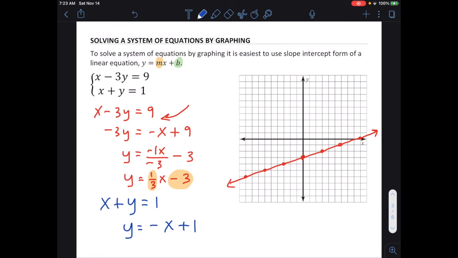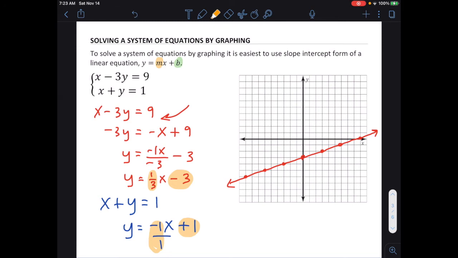ideally we have our slope as a fraction. Well, there's no slope, there's no number there, but we know there's a 1 there, so there's a -1, and then we can always put it over 1. So our slope is -1 over 1. Our y-intercept is +1.